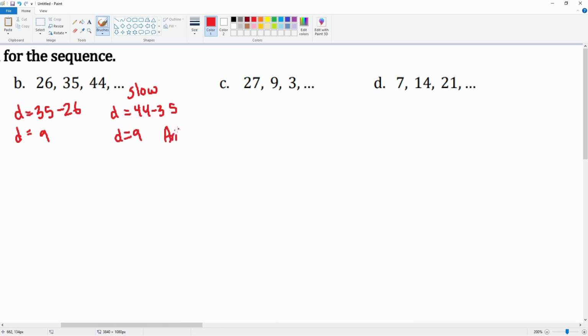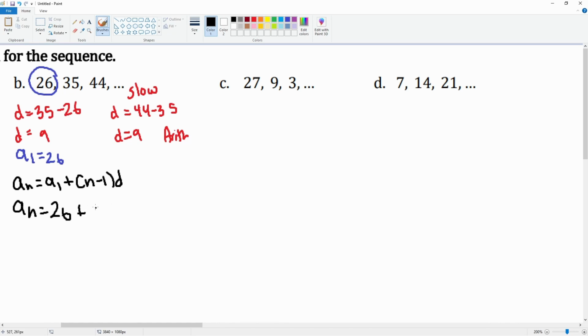So it is arithmetic. Since it is arithmetic, we can write down that formula. Same thing from before: an is equal to a1 plus n minus 1 times the common difference. We have our common difference. We just need our first term. Our first term is right here. This is what our a1 is, so a1 is equal to 26. So we can just write it now. An is equal to 26 plus, we write the common difference always in front of the parentheses, 9 parentheses n minus 1, close the parentheses. That would be the explicit formula.